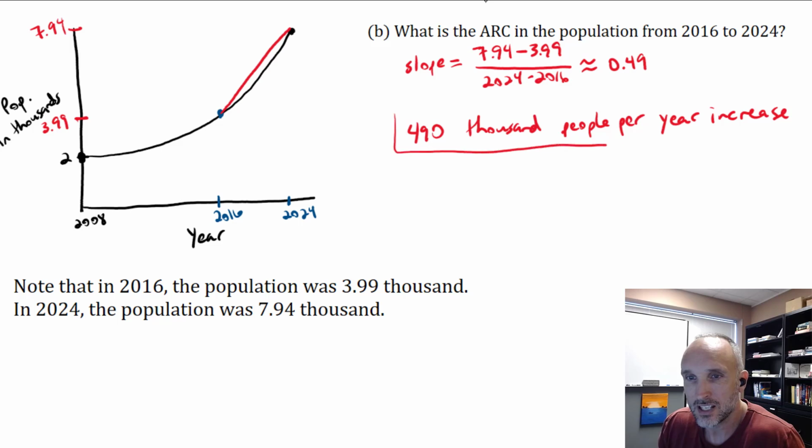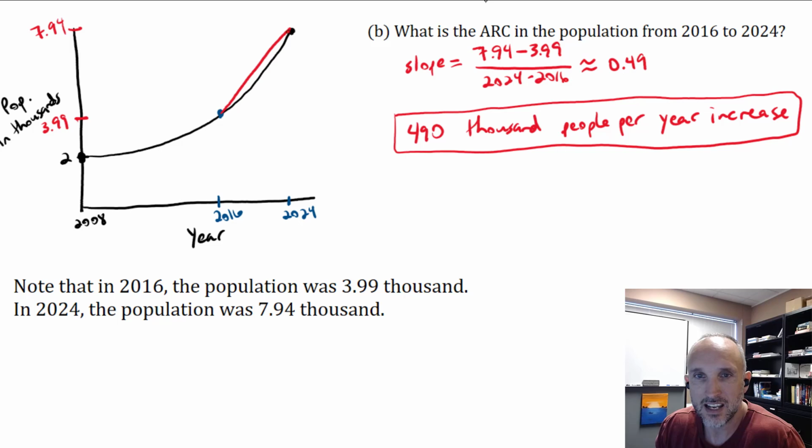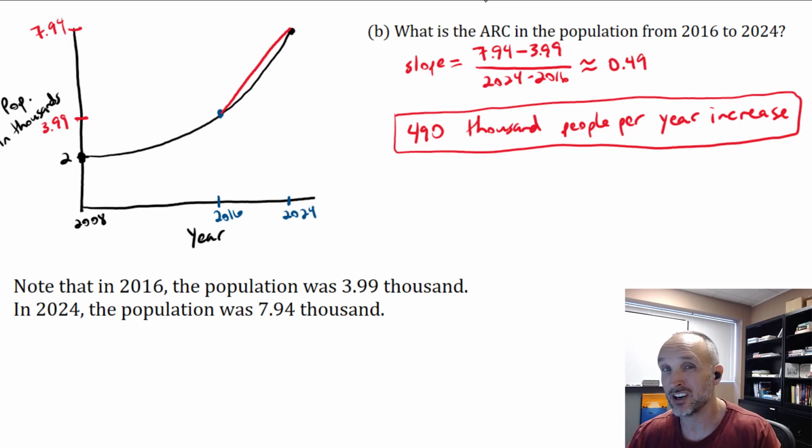Okay, so that's if it increased at a constant rate, that's what it would be to land at the current population. All right, so that's average rate of change in a nutshell. Let's do some more generic examples with functions so we can see how they compare.